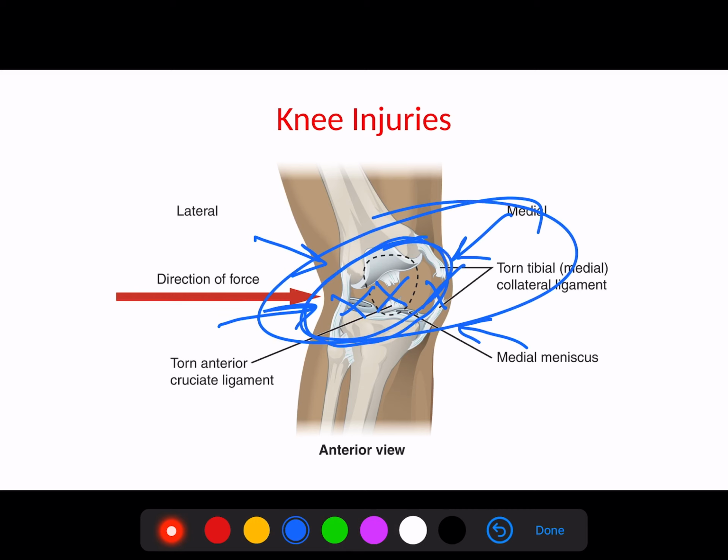Usually the patient has to go through surgery, the ligaments will be replaced, and it might take like 6 months of recovery. Some athletes will lose their careers because of such injuries.